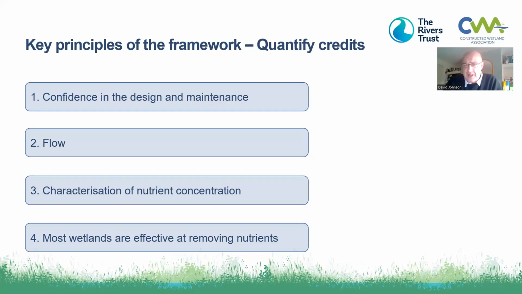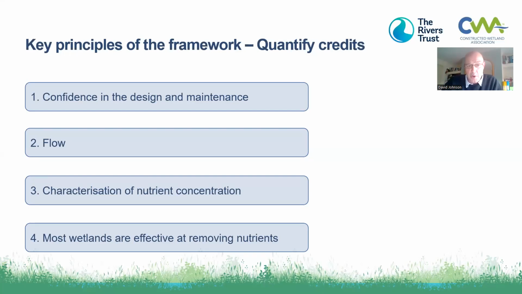The framework itself has four main principles, three that determine the design and one extra one. The first, in terms of the design, is confidence in the design approach and the maintenance approach. What we've helped Natural England officers understand is what good design looks like and what a good maintenance plan looks like. The better the design and the maintenance plan, the more likely the wetland is to provide the nutrient credits that have been calculated.